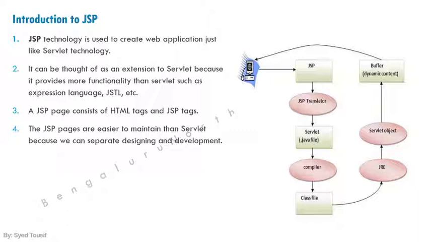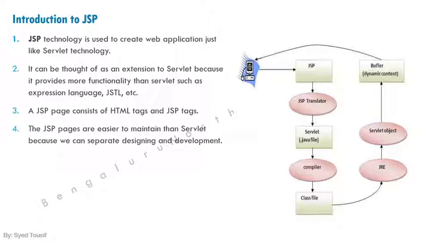And this is one simple life cycle of JSP. Whenever a user makes a request to the JSP, it goes to the JSP container. It checks whether the JSP is there in the container or not. If it is there, it loads the JSP to the JSP translator. The JSP translator translates the JSP page into a servlet .java file.